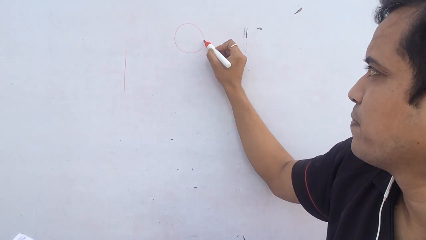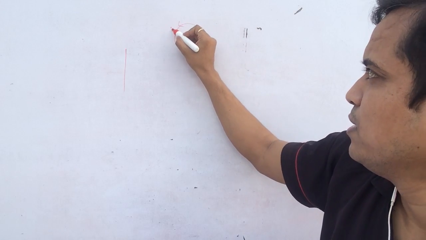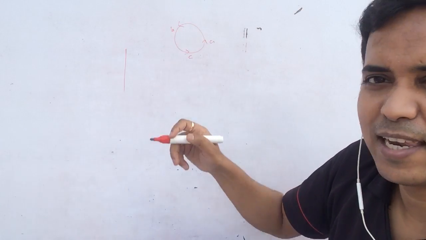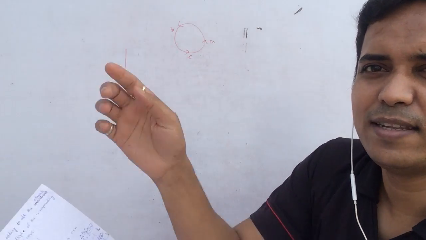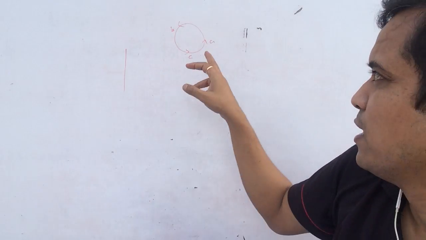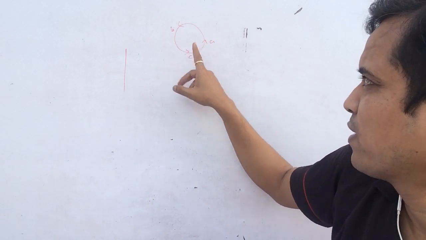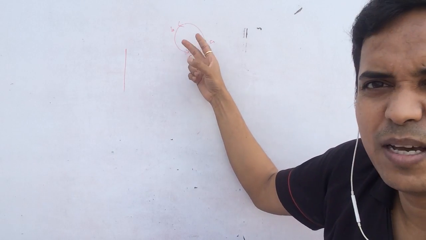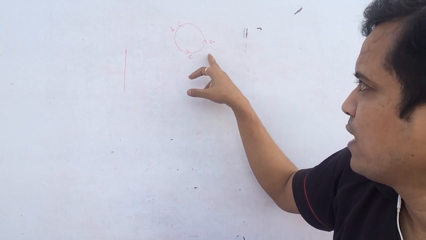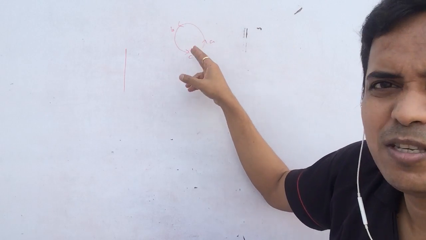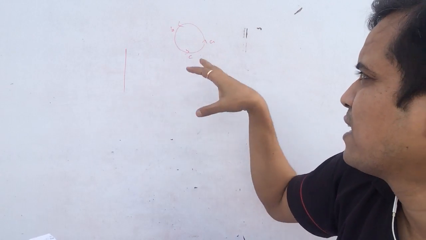You see here that A, B, C are in cyclic order. That means you always find the relation like AB, BC and CA, or A minus B, B minus C, C minus A, or A plus B plus C, AB plus BC plus CA. So this is called a cyclic relation always.